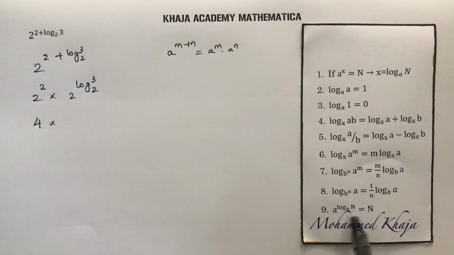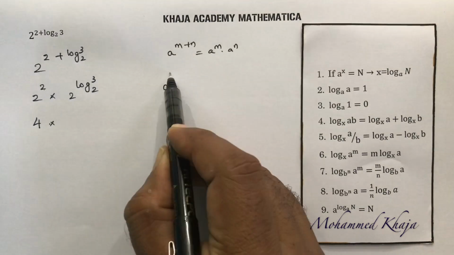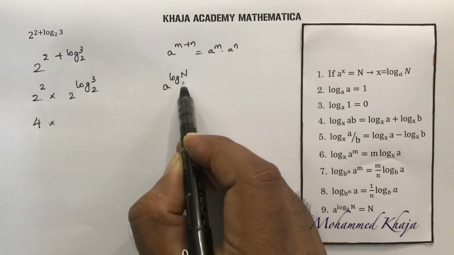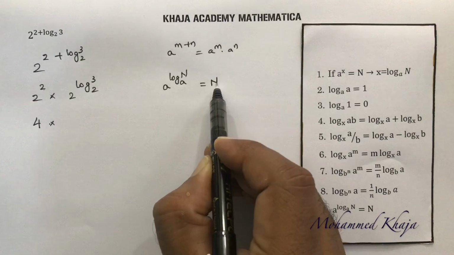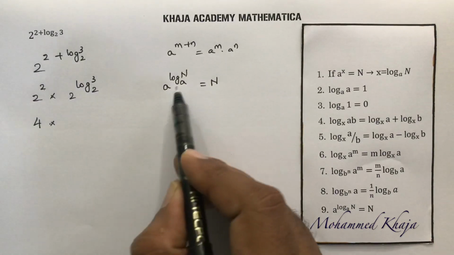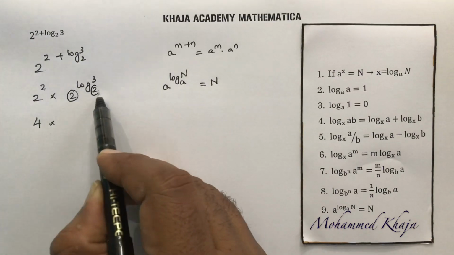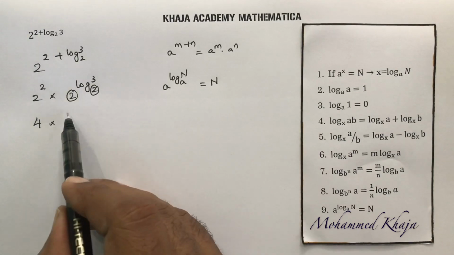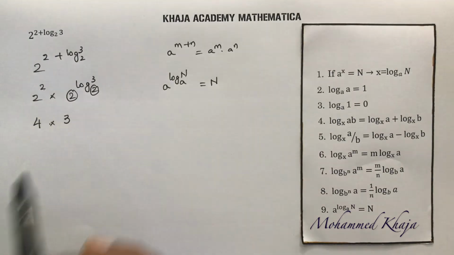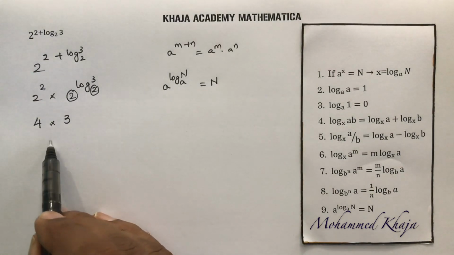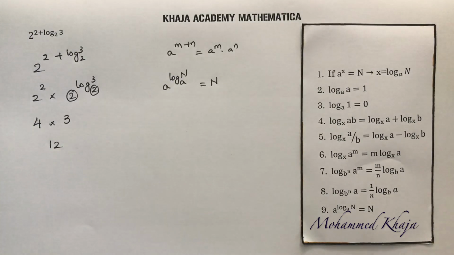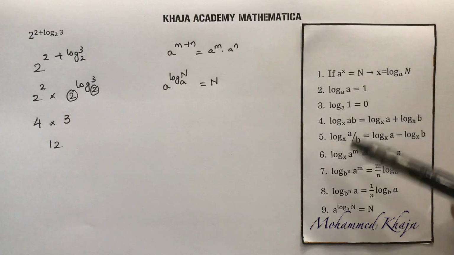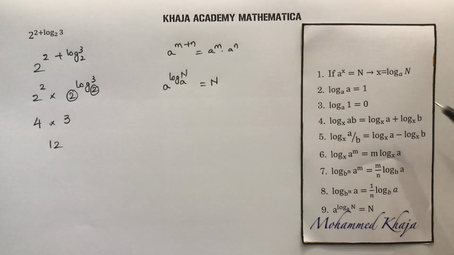A power log n to the base a, its value is n. Here in place of a we have 2, and in place of n we have 3, so the answer is n, that is 3. So 4 times 3 is 12. In this way we need to solve the problems. What I want to say is, if you learn all these 9 formulas, then you can easily solve logarithms.